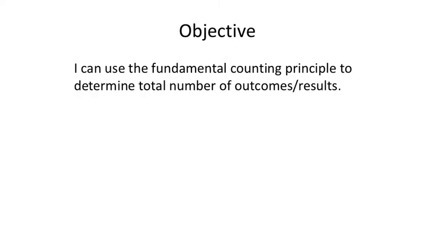So there's our objective. Hopefully you feel comfortable using the fundamental counting principle to determine the total number of outcomes and results. Of course, since we're getting used to this kind of stuff, I don't really care what the results are. All I care about is that you can figure out how many there are so that you can start figuring out your probabilities. That'll do it for this lesson.